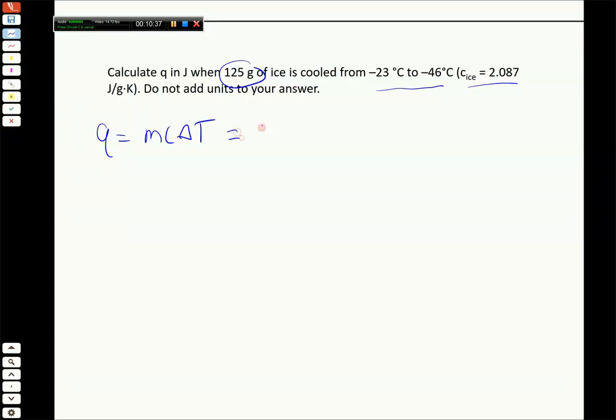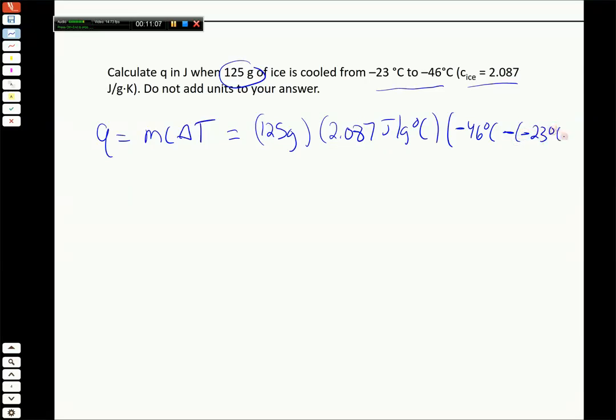So the mass is 125 grams. Probably should have done this one first because this kind of shows us how we use this mc delta T equation. The heat capacity for ice is 2.087. Unless it's the heat capacity of water, we will give that to you if you need it. And we'll do this in degrees Celsius just to be clear on units. And then finally, the temperature change is final minus initial. So minus 46 degrees Celsius minus negative 23. So be careful with signs here. We're subtracting two negative numbers. So that may have been part of the difficulty.